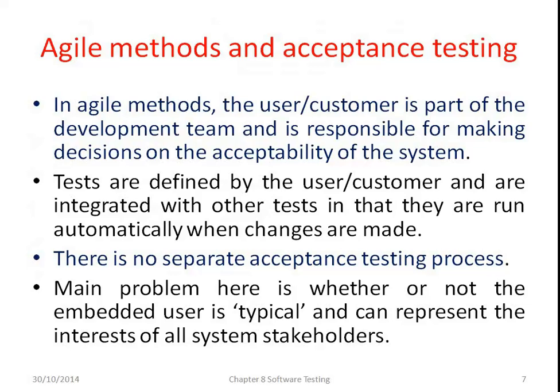Next is the agile method and acceptance testing. In agile methods, the user or customer is part of the development team and is responsible for deciding on the acceptability of the system. The tests are defined by the user or customer and are integrated with other tests, in that they are run automatically when changes are made. There is no separate acceptance testing process.